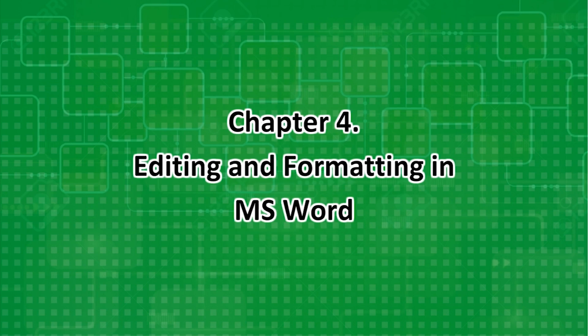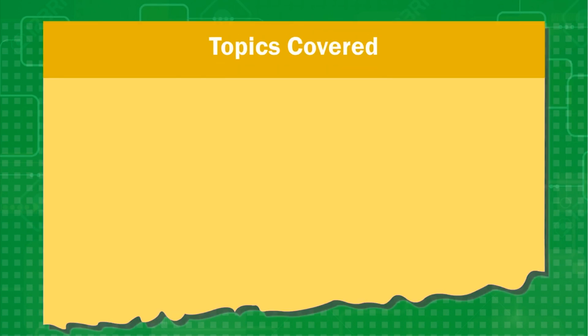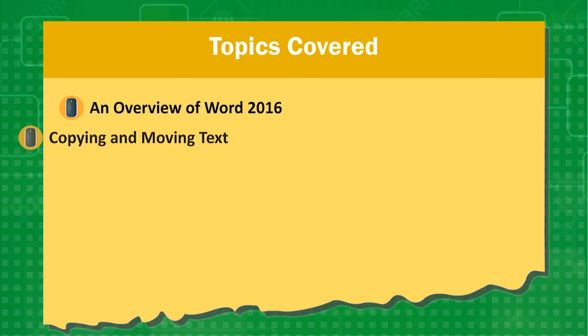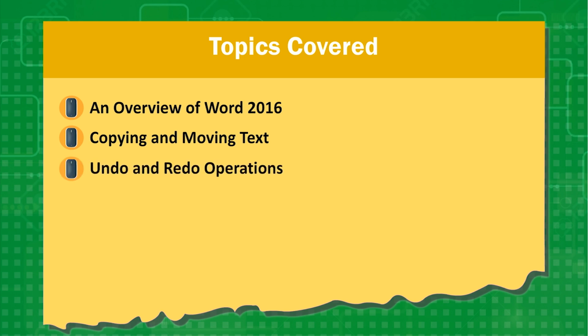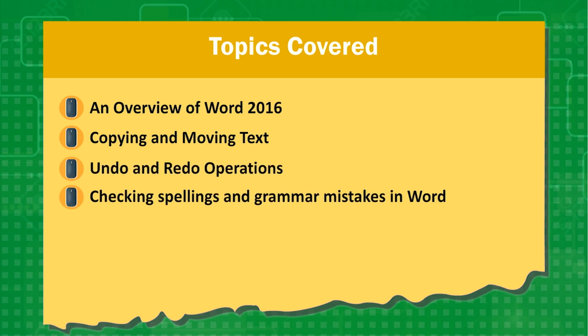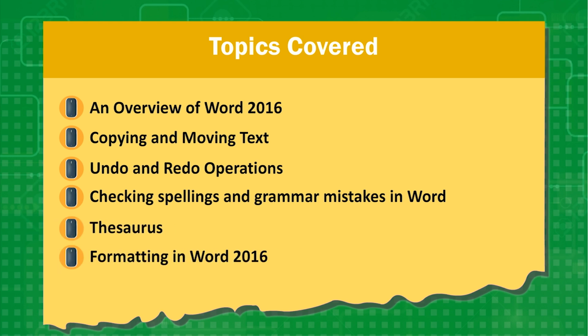Chapter 4. Editing and Formatting in MS Word. Topics covered: an overview of Word 2016, copying and moving text, undo and redo operations, checking spellings and grammar mistakes in Word, thesaurus, formatting in Word 2016, and printing a document.